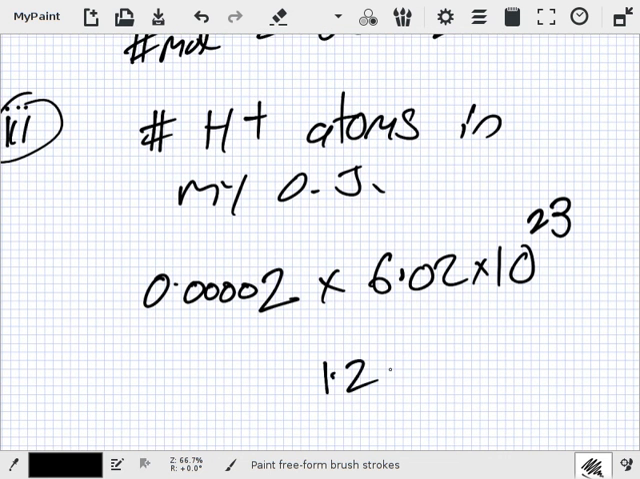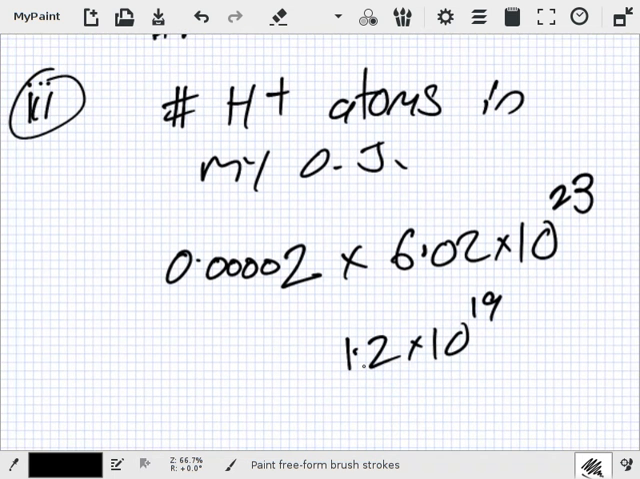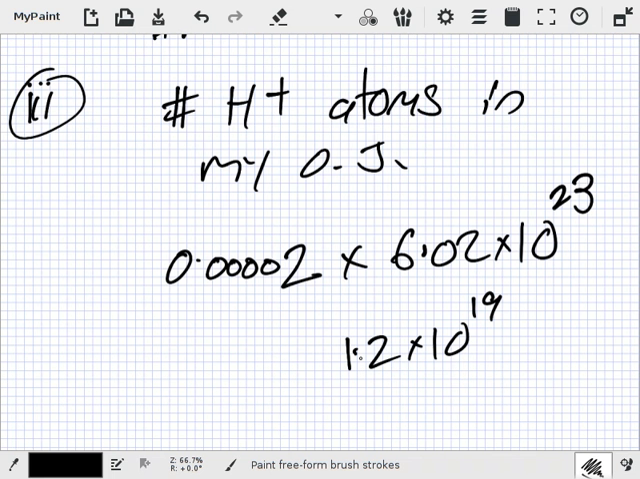Is 10 to the 19. Okay. So you've just worked out how many atoms of H plus are in your morning glass of orange juice. Interesting enough, I thought. Right, let's have a look at another one now.